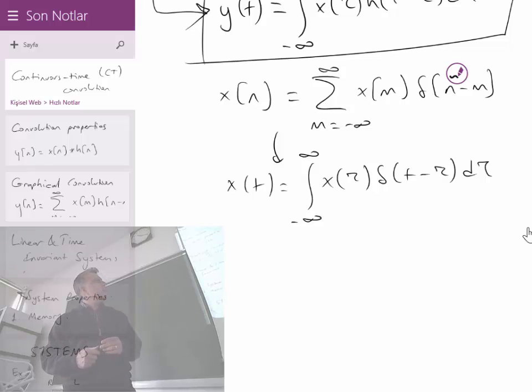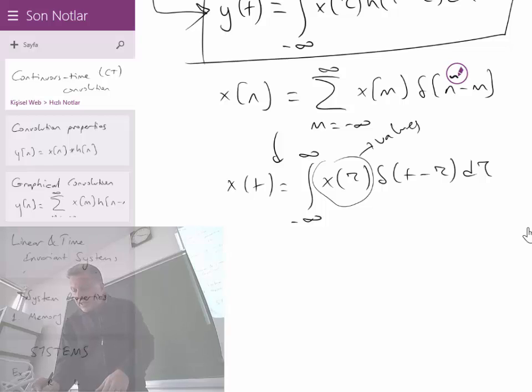You see, in time domain, the representation also requires the knowledge of the magnitudes at every time instant. x of tau at a certain tau value corresponds to the value of that signal. For example, when tau is equal to 0, x of tau at tau equal to 0 is the same as x of t at t equal to 0. These are therefore the magnitudes or the values, and these are the shifted impulses.